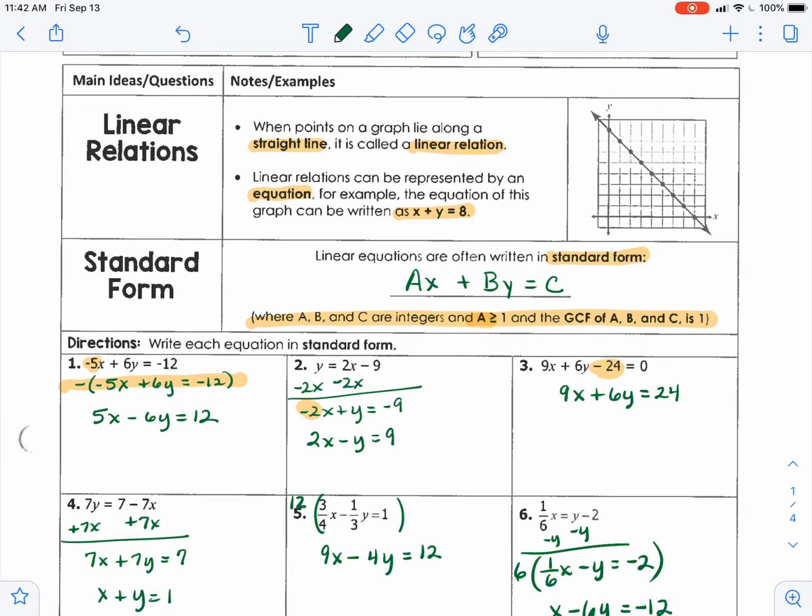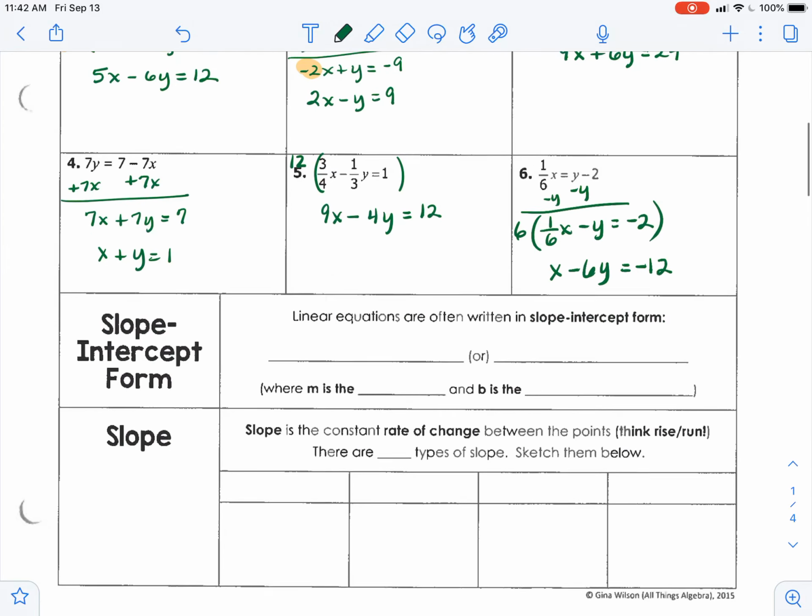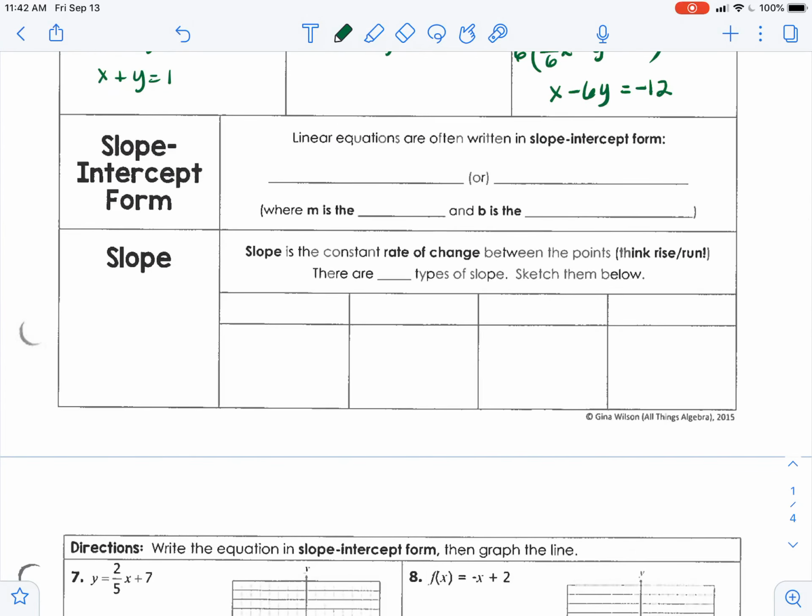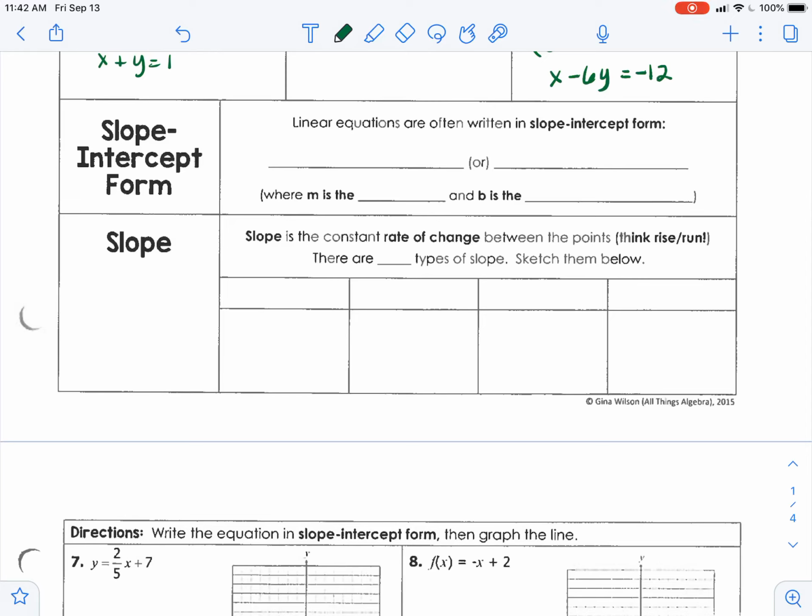Okay, so in the last video, we started with linear relations and we looked at standard form and how to put any equation in standard form. And so now in this video, we're going to talk about slope-intercept form. Hopefully most of you remember slope-intercept form. It's probably the most common that most of them like, but we're going to just write it as y equals mx plus b.